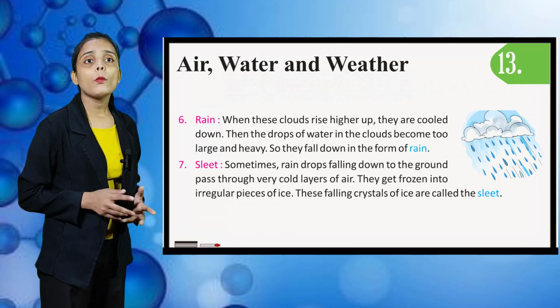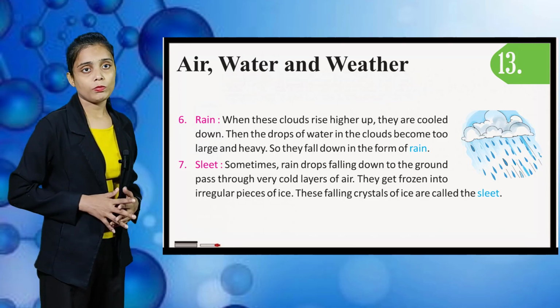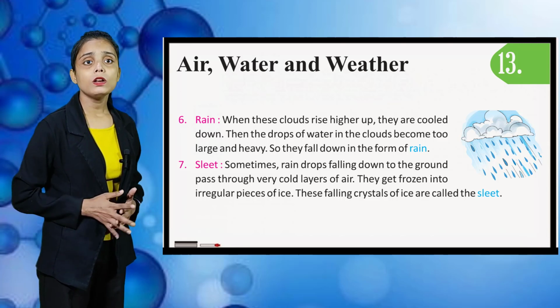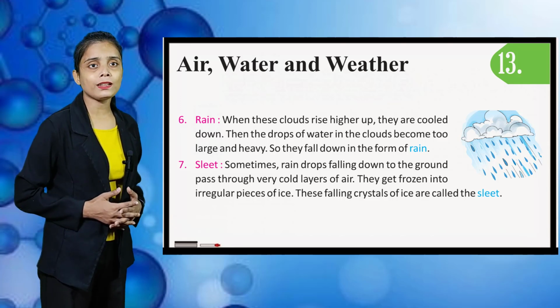Next is rain. When these rain clouds rise higher up, they are cooled down. Then the drops of water in the clouds become too large and heavy, so they fall down in the form of rain.